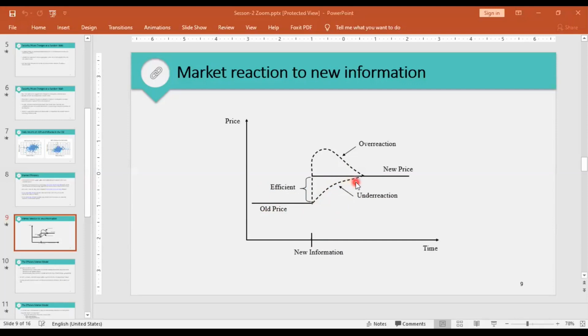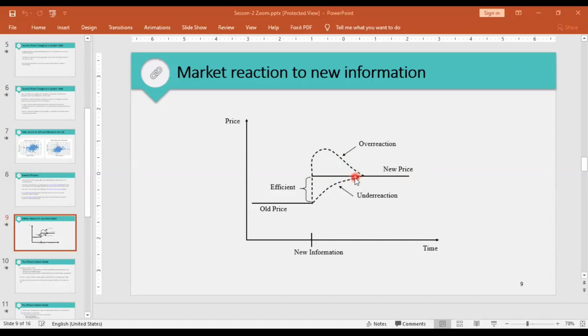Now this part is actually showing the underreaction. Underreaction in the sense it will take some time for the price to be adjusted into the new price. So it will take from here to here. And this is called overreaction. Now, when information hits the market, it will overreact and it will increase the price beyond the level that is expected and then decrease back to the normal price, the new price. So at this point, the price gets corrected.